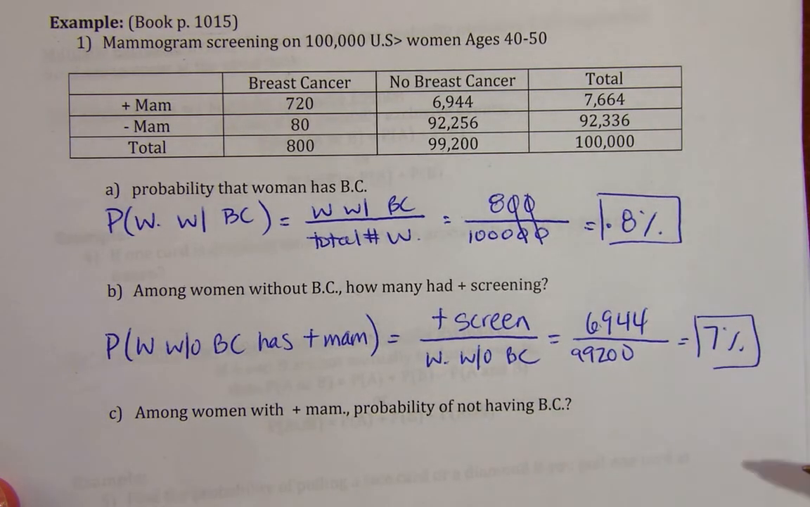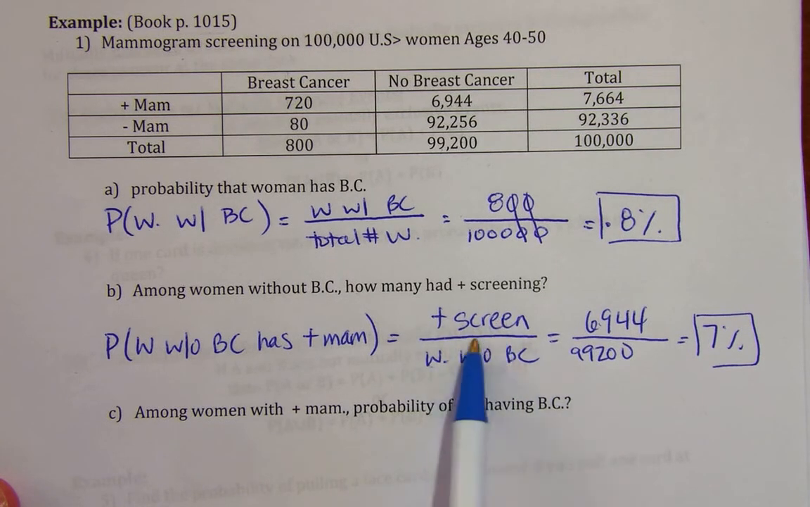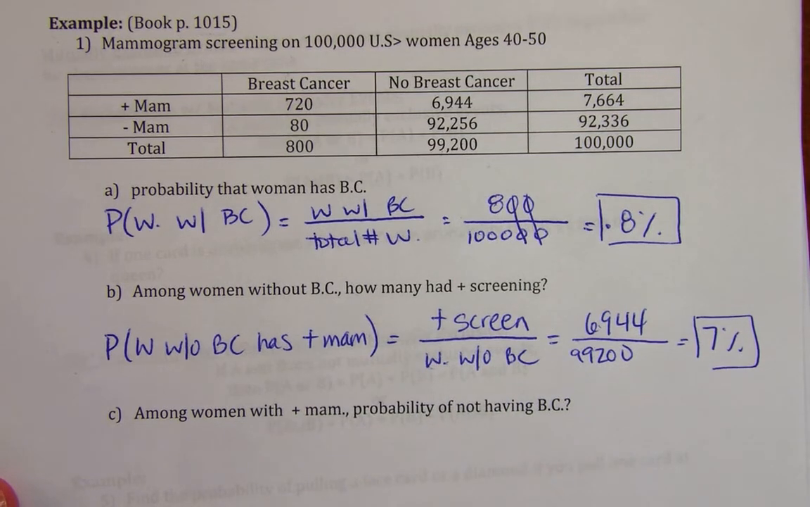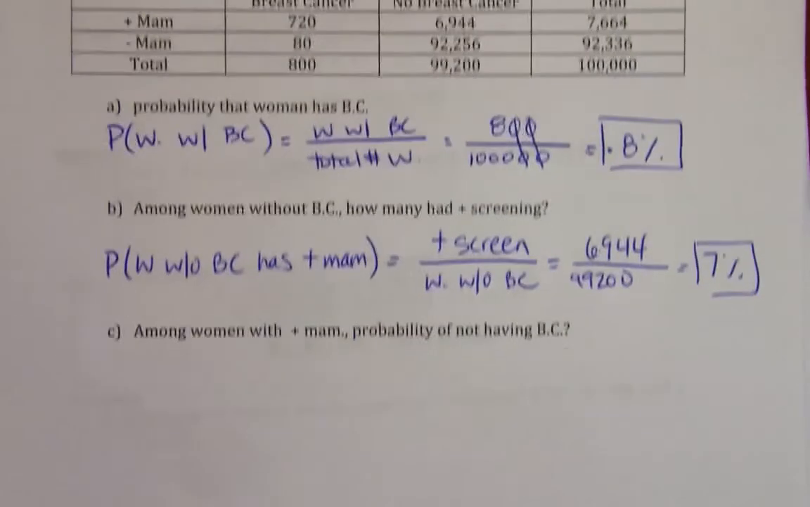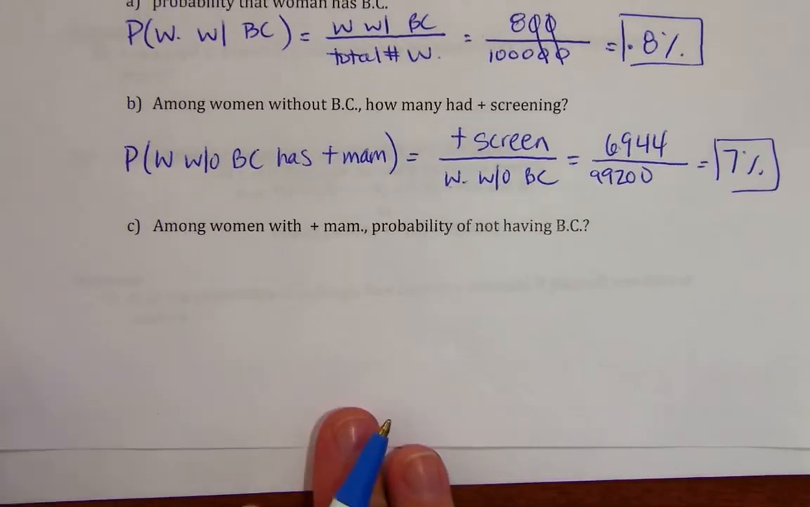What's interesting about this one is that these are women who don't have breast cancer, but their screening came back positive saying that they do. This is called a false positive. A lot of times this is what happens when you have a mammogram and it says you have breast cancer, and then they do further research and you actually don't have breast cancer. So that's good news that even though it came back positive, you actually don't have breast cancer.